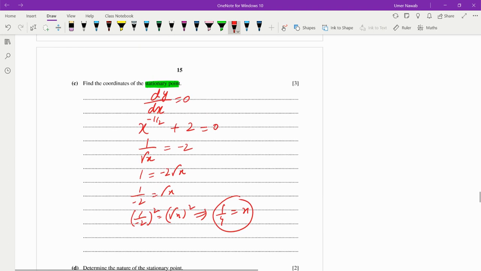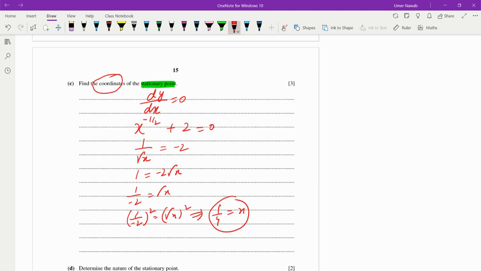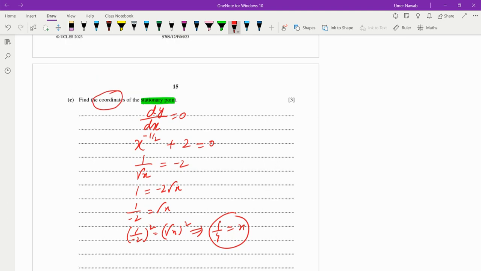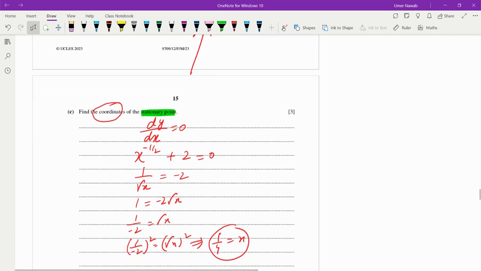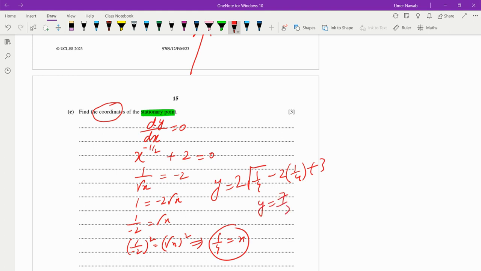But the examiner requires coordinates from you. So I need to substitute this value into the equation of the curve. So I'm going to substitute now: y is equal to 2 square root of x minus 2x plus 3. In the place of x, I'm going to put 1 over 4, and then you simplify and it gives you 7 over 2.